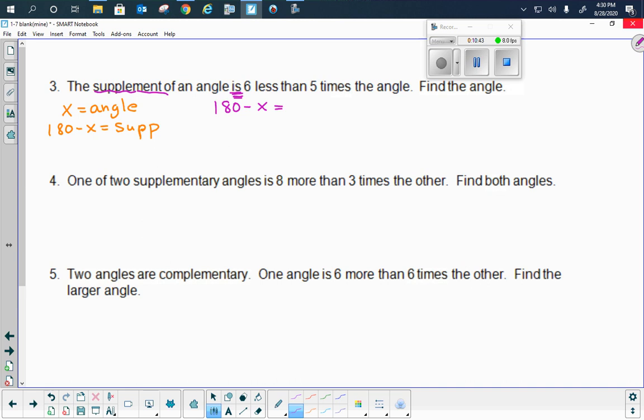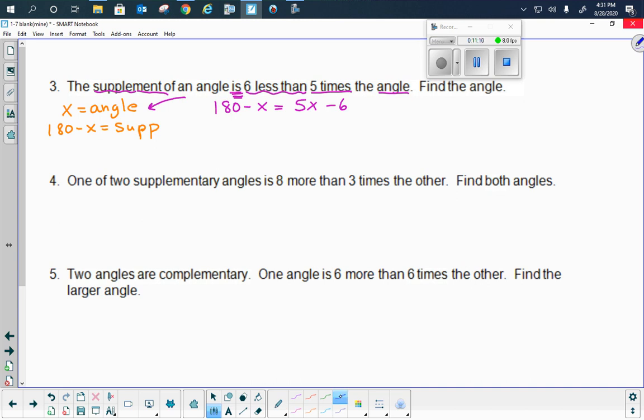and don't go back to the left. 6 less than. Oh, I know less than means subtract 6 from what they're about to tell me. And then it says 5 times the angle. Well, right there is the definition of the angle. How do you write 5 times x? It is 5x. There's your equation. We're ready to solve.